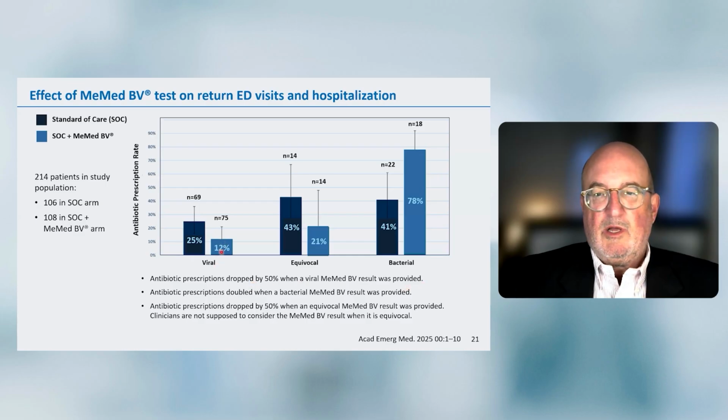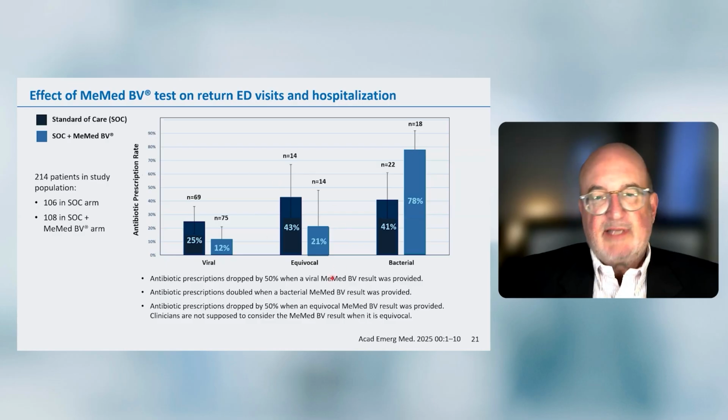In contrast, when there was a bacterial score, 41% of those patients had enough signs and symptoms or lab or imaging evidence that there was a bacterial infection present to be given antibiotics when treated with standard of care. But knowledge of the MeMed-BV test result increased the antibiotic prescription by double, basically double.